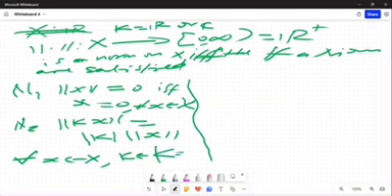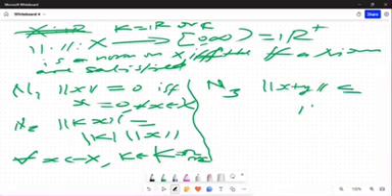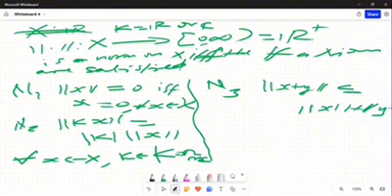Capital K is any of your R or C usually. Okay, any of your R or C. The last entry is what we call the famous triangle inequality. In other words, if you have norm of x plus y, this will be less than or equal to norm of x plus norm of y.